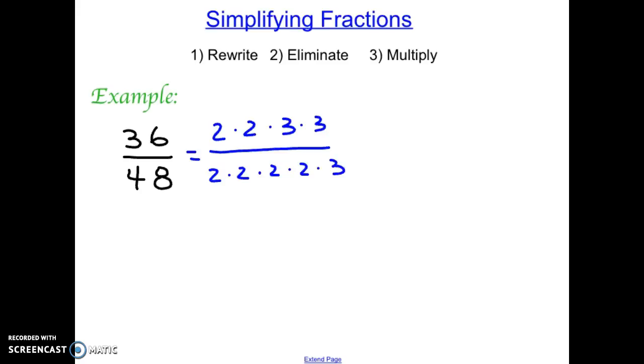So now we want to eliminate anything that's going to simplify to give us 1. So a 2 over 2 would simplify to give us 1. We have another 2 over 2 that would simplify to give us 1. And we can do a 3 divided by 3, which would simplify to give us 1. So we've now eliminated all the factors that simplify to give us 1. In the numerator, we still have 3. In the denominator we have 2 times 2, so if we multiply those together, we get 4. So our simplified version of the fraction, or the fraction in lowest terms, is 3/4.